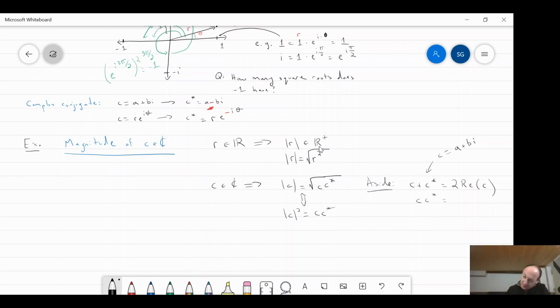Let's work it out quickly. a plus bi times a minus bi. What is this? Well, this is just a squared minus abi plus abi, so the inside cancels, of course. And then you're going to get minus, let me be very precise, minus b squared times i squared. But i squared is just minus 1. So you get a squared plus b squared, and that, of course, is a non-negative real number. Now it makes sense to take a square root. These two formulas are extremely useful to keep in mind. We'll see them over and over again in the course.